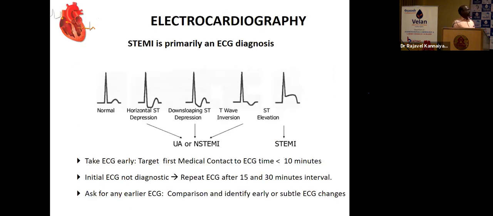Next. A short note on ECG changes. In ST elevation MI, there is ST segment elevation as the early change. In non-ST elevation MI, there will be ST depression and ST flattening. Next.